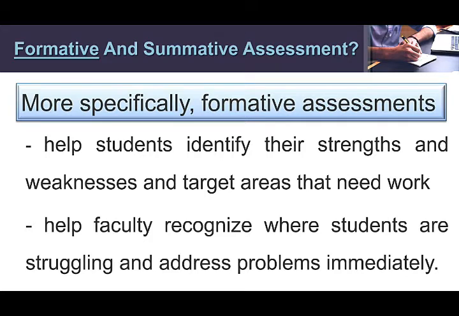More specifically, formative assessments, one, help students identify their strengths and weaknesses and target areas that need work. Target areas like what? For example, students will figure out after the formative assessment that they have some problems with spelling. So this is the target area. I'm going to work on my spelling, students speaking.